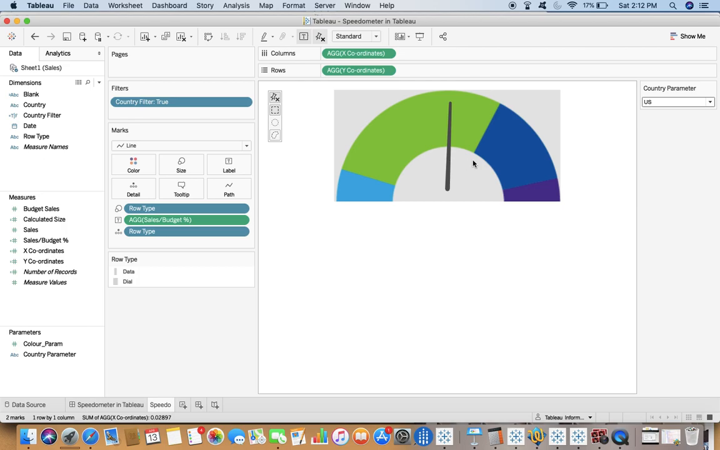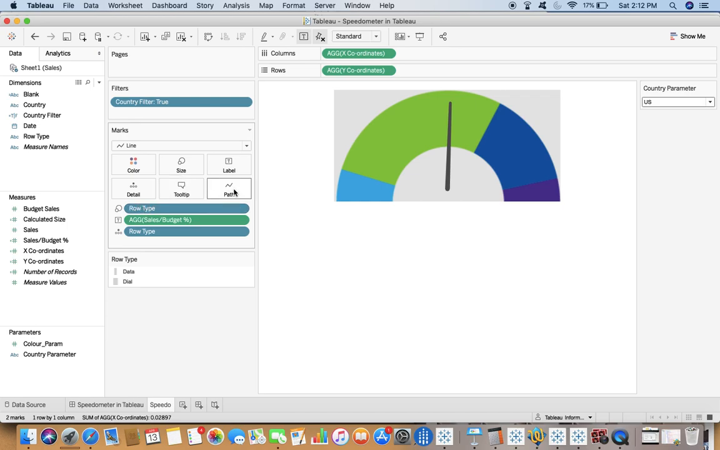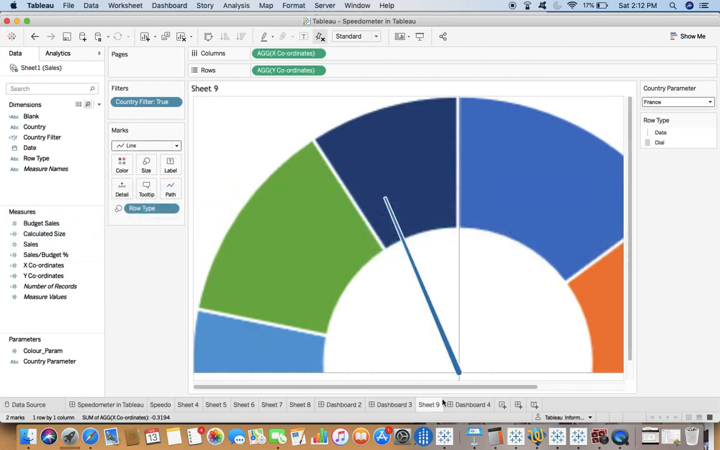So we have this one, we have the parameter, we have row type, if you remember, so we are making use of row type as well. Then dial, country dial. This is helping us to create this path, this line, this path. The best way to learn is to do and do it from the scratch.